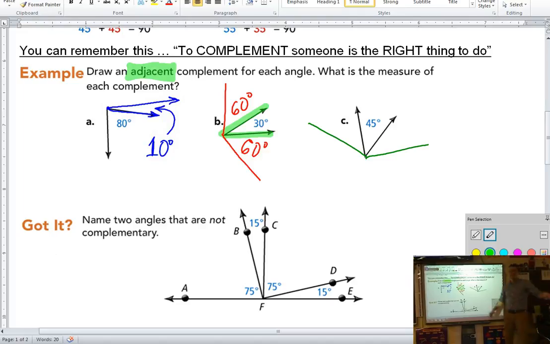So we did, when I combine this angle and this angle, so this makes a right angle. You can't really see it that well.